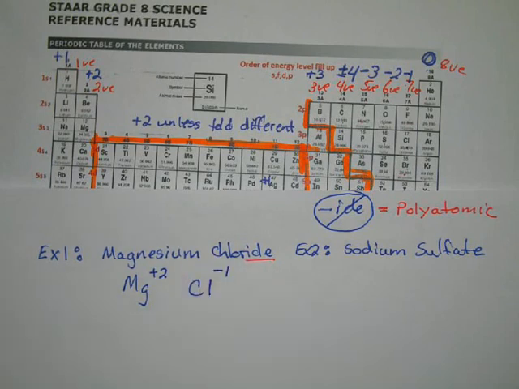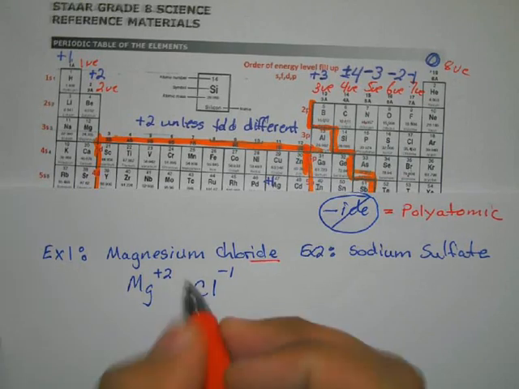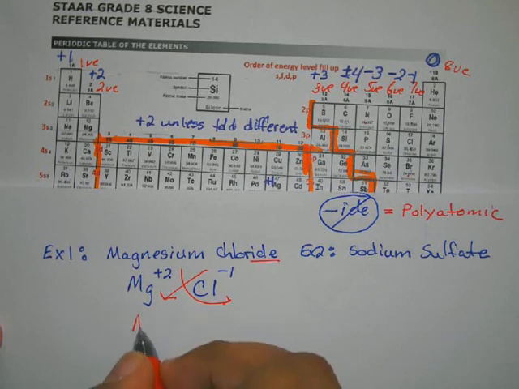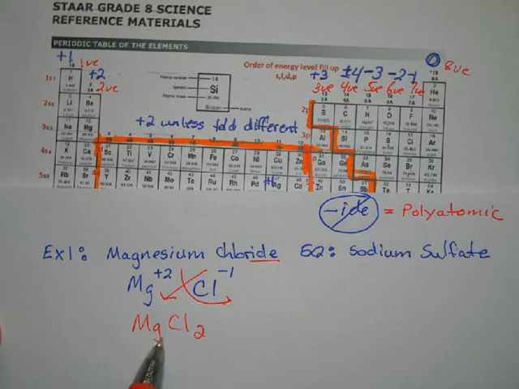Okay? So now I've pulled out the players, I've assigned oxidation numbers. Now let's swap and drop. This one's going to go here, this one's going to go here. We have MgCl2. Okay? Remember, we don't write ones. So that was simple, right?